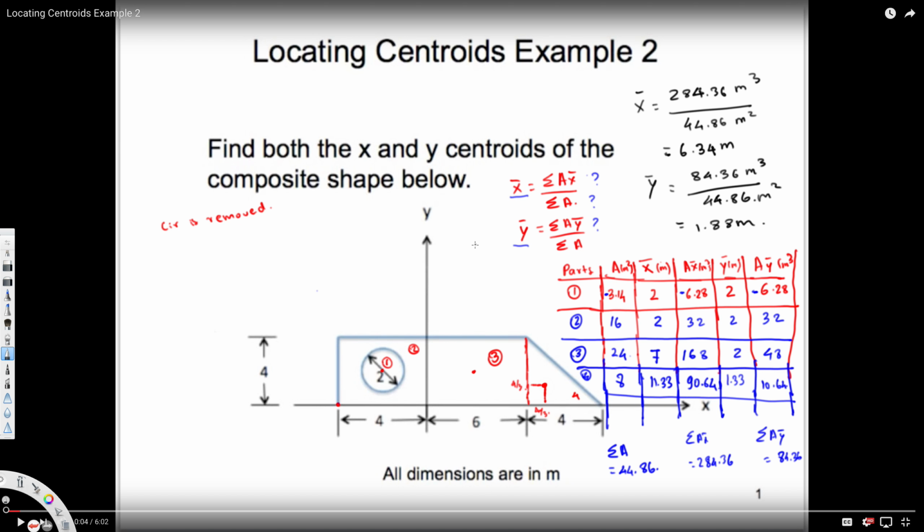So therefore, from this information we can say the centroid is going to be exactly here. So x bar means the distance from the base, so from here to here is 6.34, so let's say this is 6.34, so it's going to be somewhere here, and the height is 1.88, so let's say this is the 1.88, so it's going to be here. So the centroid is going to be exactly right here. So this is how we calculate the centroid, and that's it.